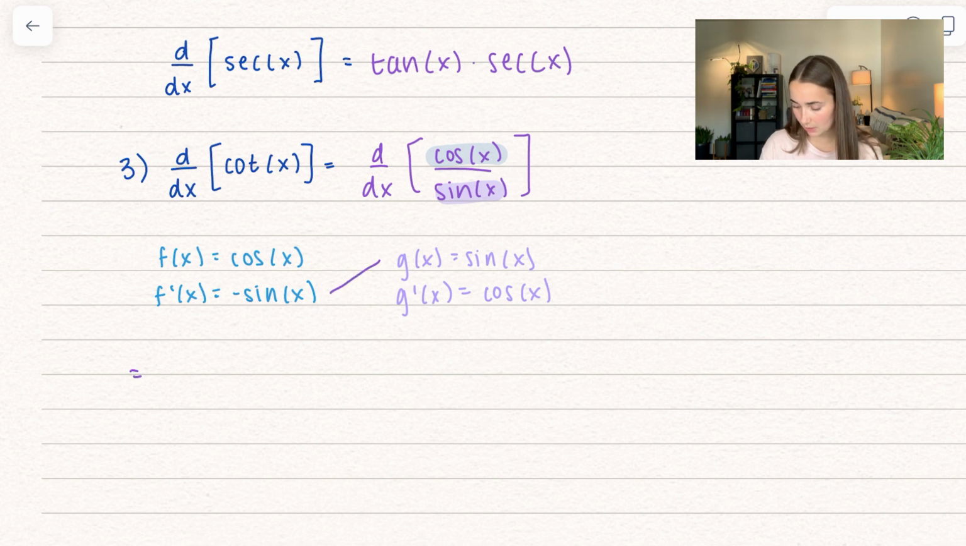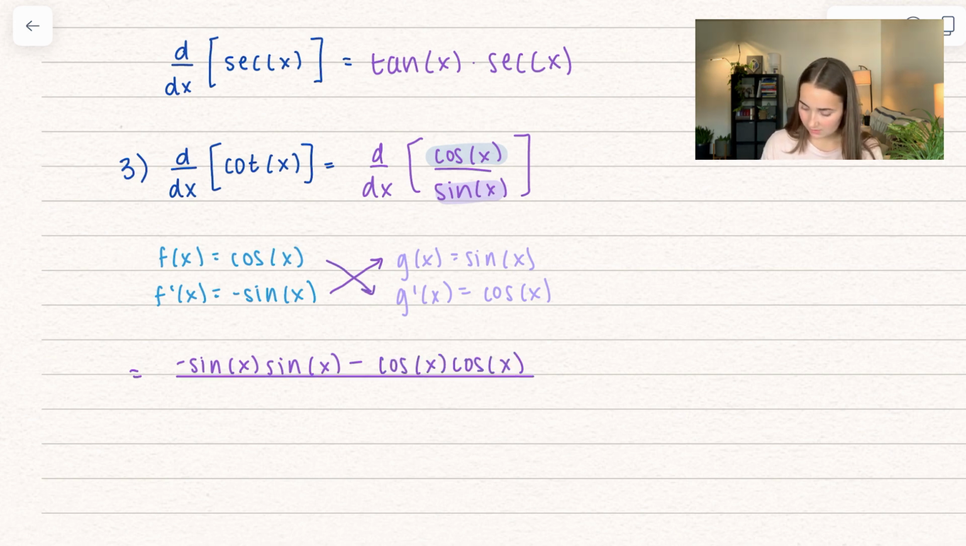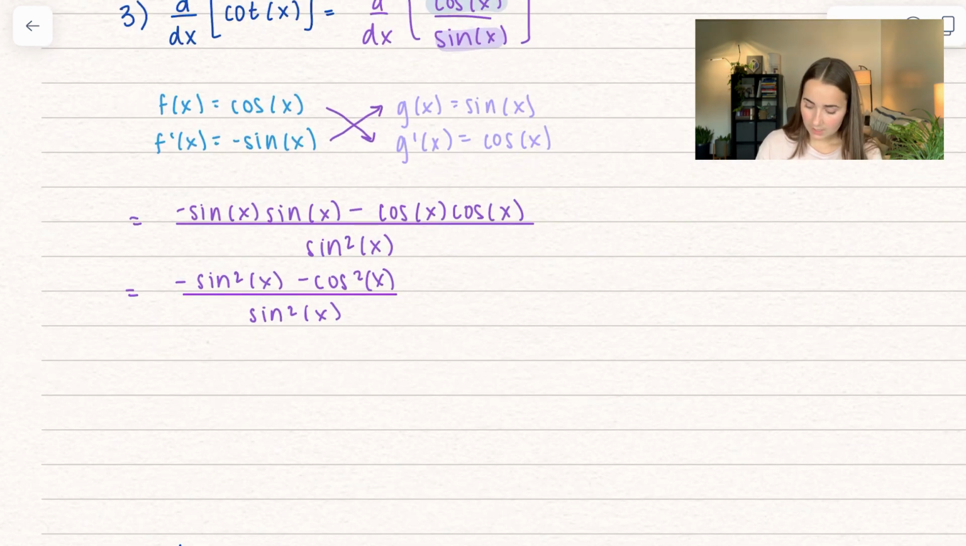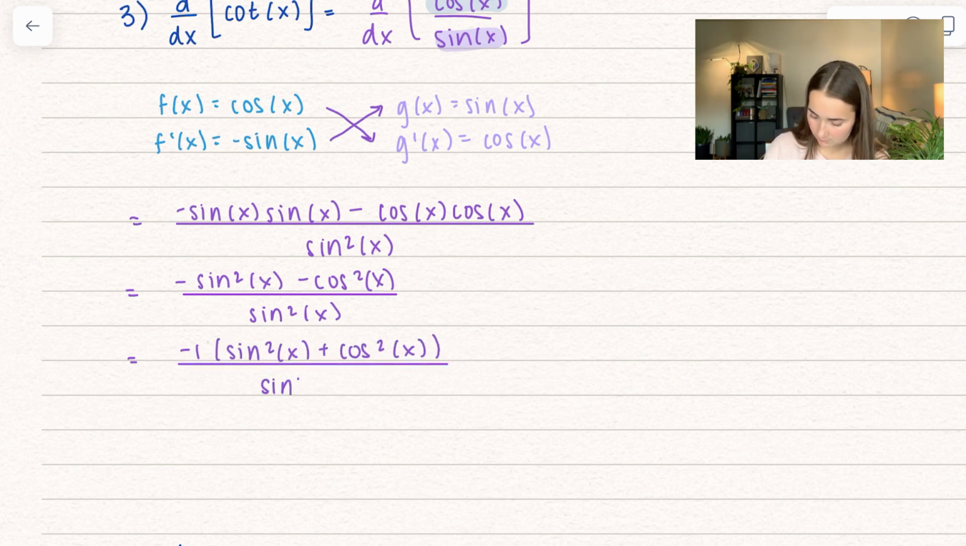I start low and I go high. And now I subtract from high to low. So I get, and all of this is divided by sine squared. I'm going to simplify this out a little bit. Now what I can do with the numerator is I can pull out a negative 1. And now I can see the identity I'm working with.